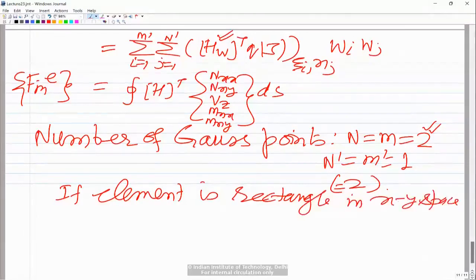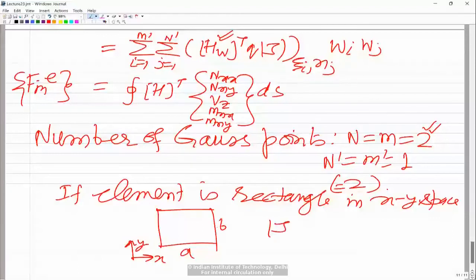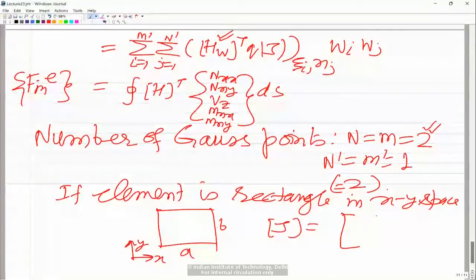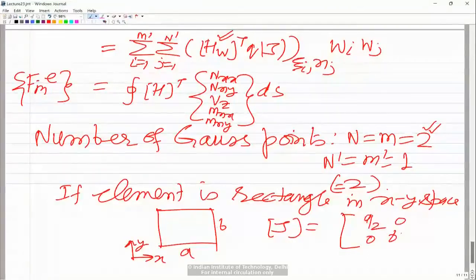So if you remember, we had done one example and we had said there that if this is the element, this is x and y, and this element is a rectangle, this is a and b. Then J, we had seen, came out to be basically a by 2, 0, 0 and b by 2. So that means J is independent of the xi and eta coordinates.